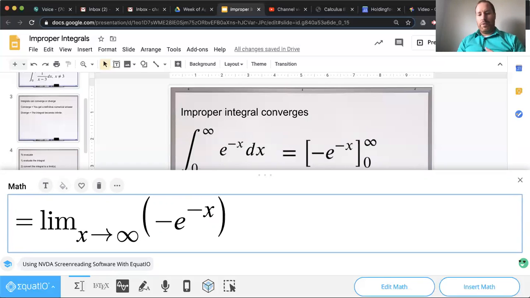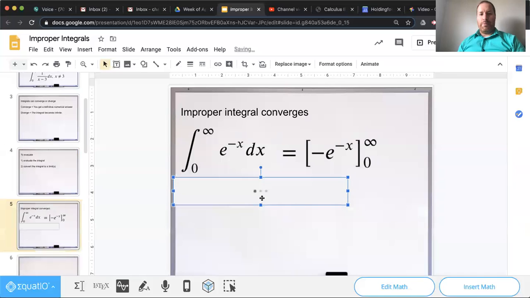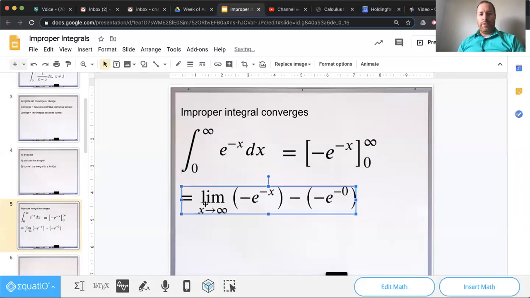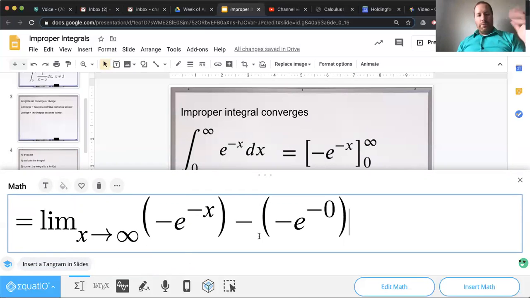Okay? And then we would subtract the rest of this, negative e to the negative 0, because we can actually plug in 0 and evaluate that, right? So that's basically step two, is anything that has the limit part, we would do that, and then we'd subtract here. And then we just evaluate.